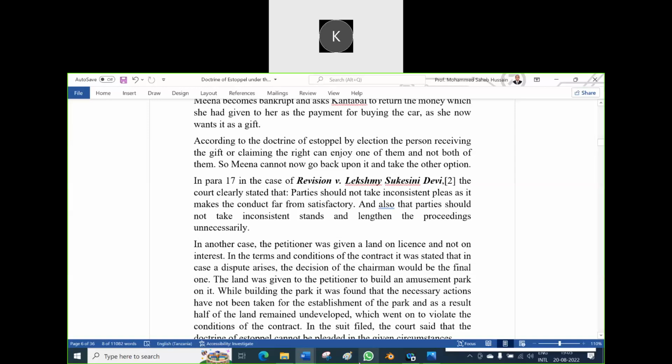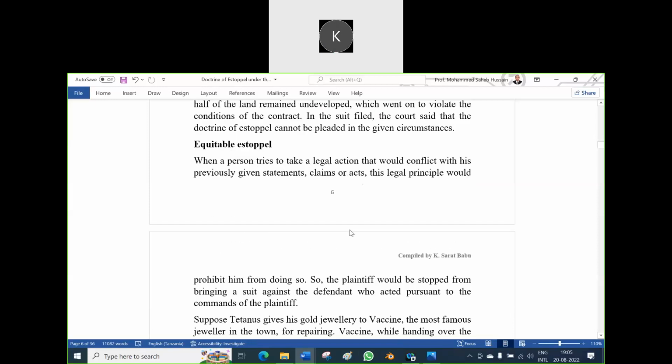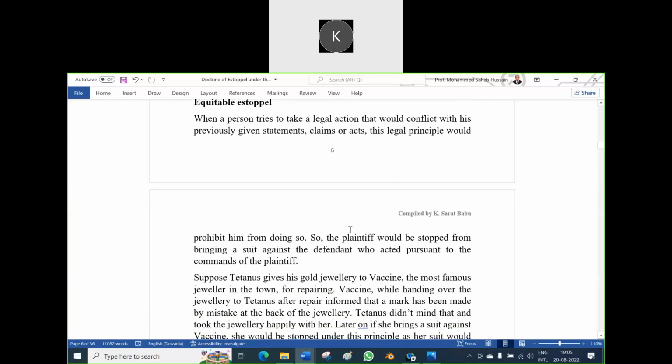Now estoppel, equitable estoppel. When a person tries to take a legal action that would conflict with his previously given statements, claims, or acts, this legal principle would prohibit him from doing so. So generally, we call it estoppel in a general sense. So the plaintiff would be stopped from bringing a suit against the defendant who acted pursuant to the commands of the plaintiff.